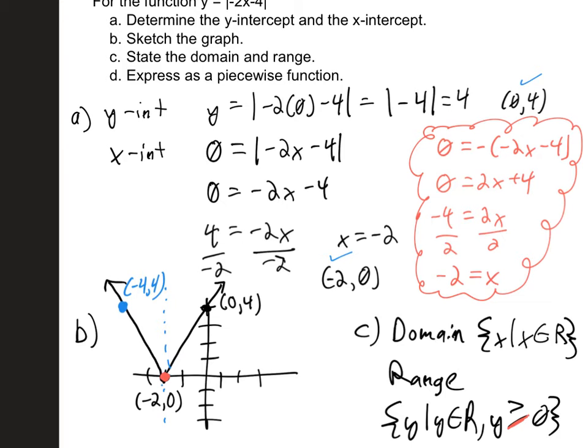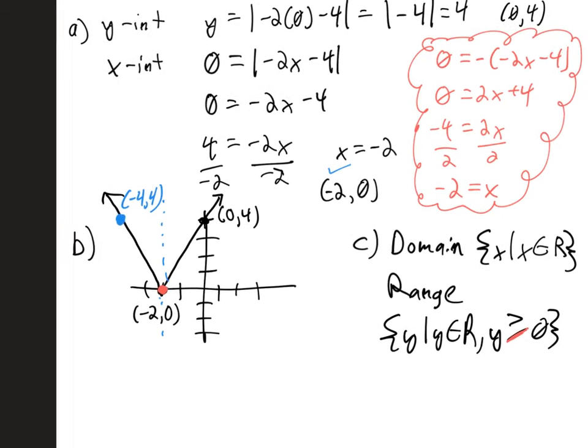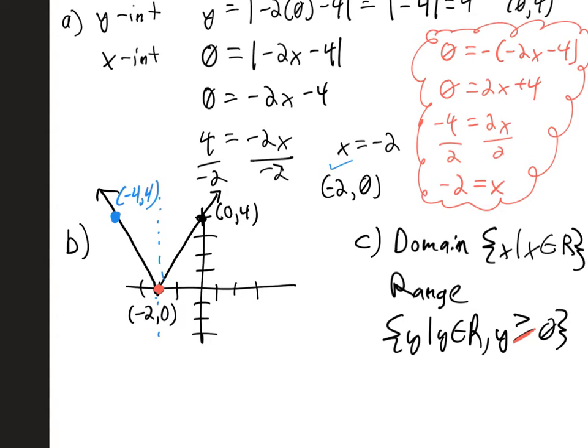Last part. Express as a piecewise function. So this is part D. So we want a piecewise function of this graph. Now, it's helpful to know which part of this graph is the original and which part of this graph was reflected. So recall that our graph was y equals the absolute value of negative 2x minus 4.